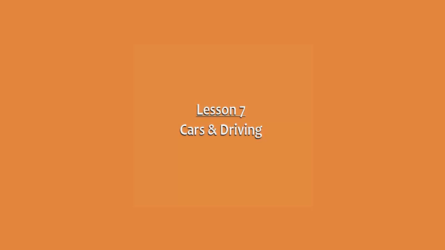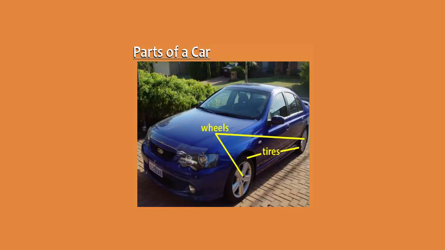Lesson 7, Cars and Driving. Parts of a car. Each car has 4 wheels. The black part of the wheel, which is filled with air, is called the tire. There are windows on the sides of the car, and the big window in the front is called the windshield.